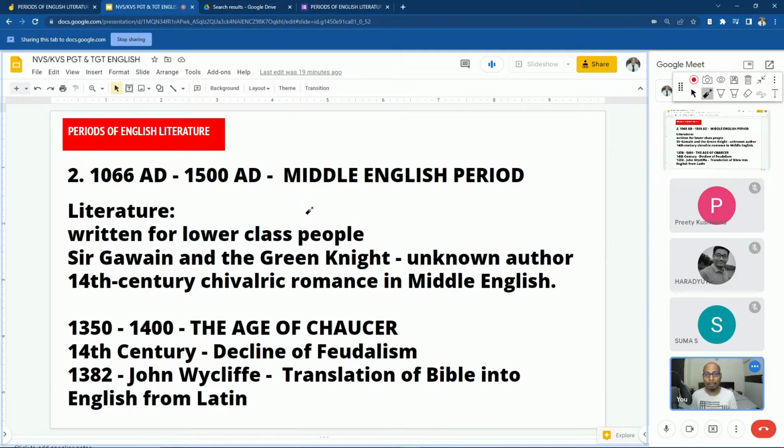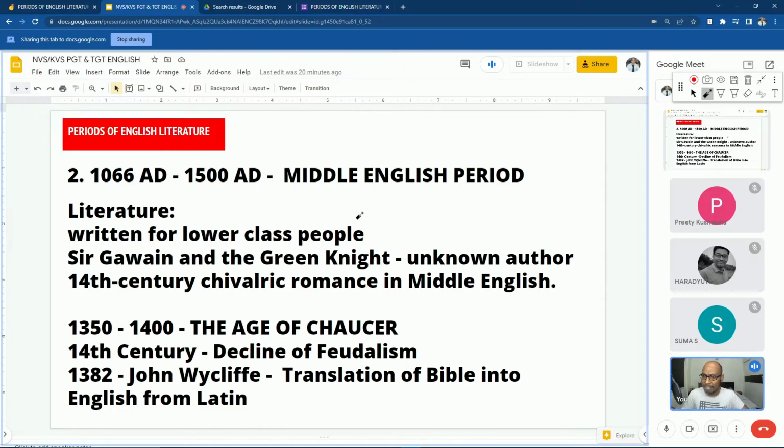But when the country grew, when they expanded the country, when people from England returned with a lot of wealth, those people wanted some sort of entertainment. And people like Chaucer understood the need and demand for entertainment for the lower class people, and then they started writing literature which suited the lower class people.